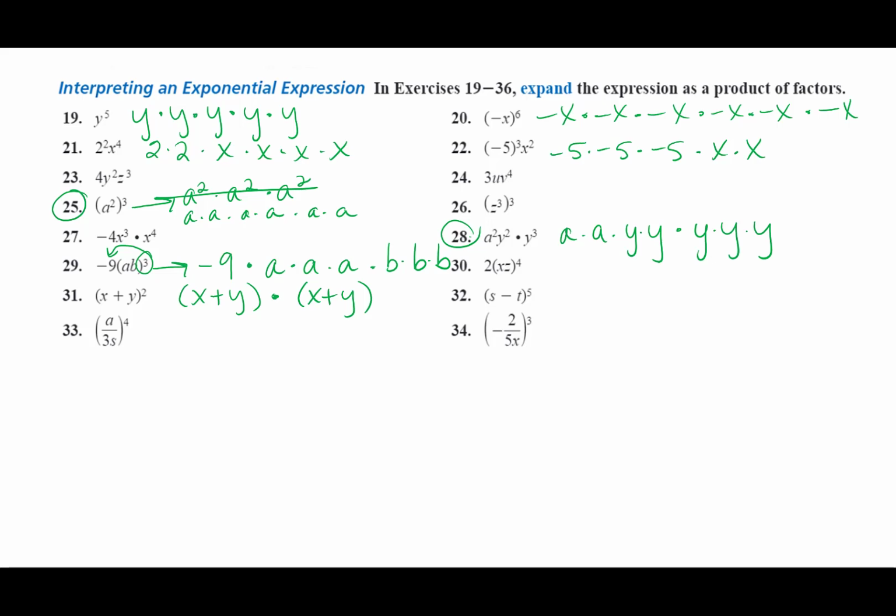We can do the same thing with a fraction. Check out number 34. This would be negative 2 over 5x times negative 2 over 5x times negative 2 over 5x.